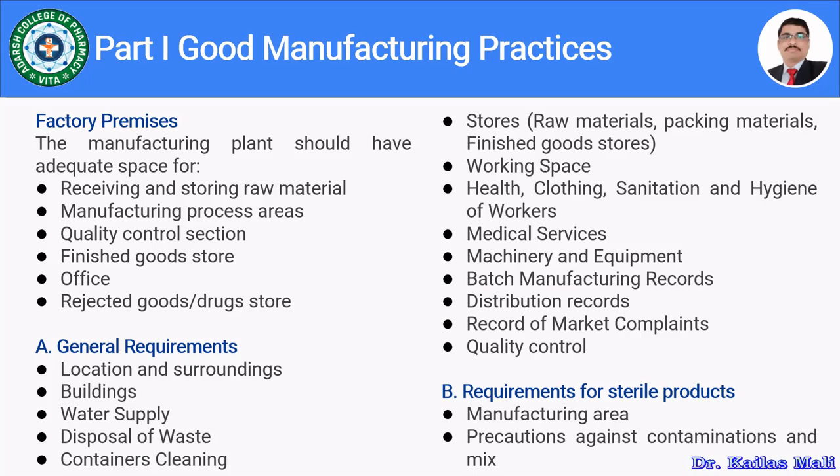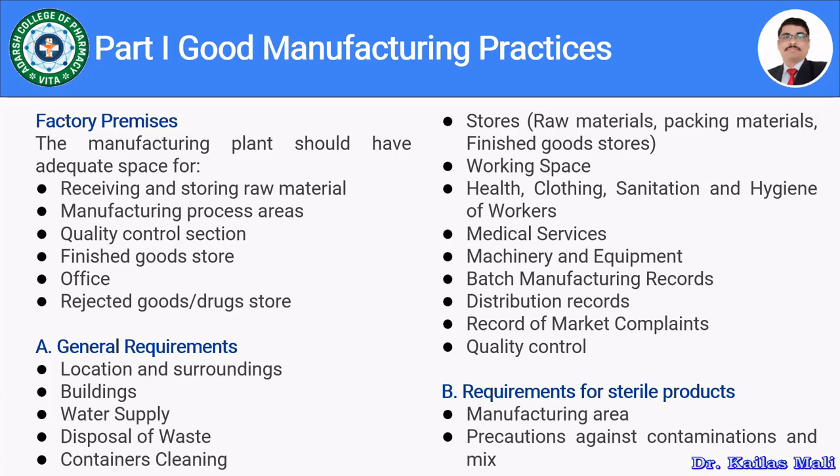Then medical services to be provided to the workers, then machineries and equipment used in the manufacturing unit, then the maintenance of the batch manufacturing record, distribution record, and record of market complaints. And the last point in the general requirements is quality control.